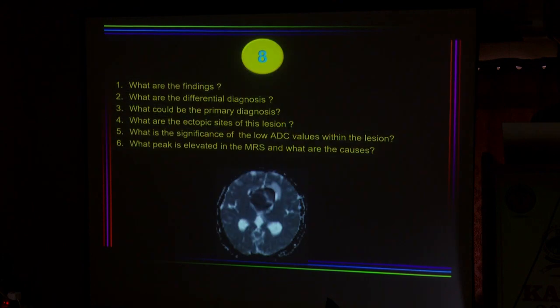So the questions are, what are the findings? You have to describe the findings. What would be the differential diagnosis? What may be the primary diagnosis? And if you know the primary diagnosis, what are the ectopic sites of this lesion? And what is the significance of the low ADC values? What is the peak that is elevated? And what are the causes?